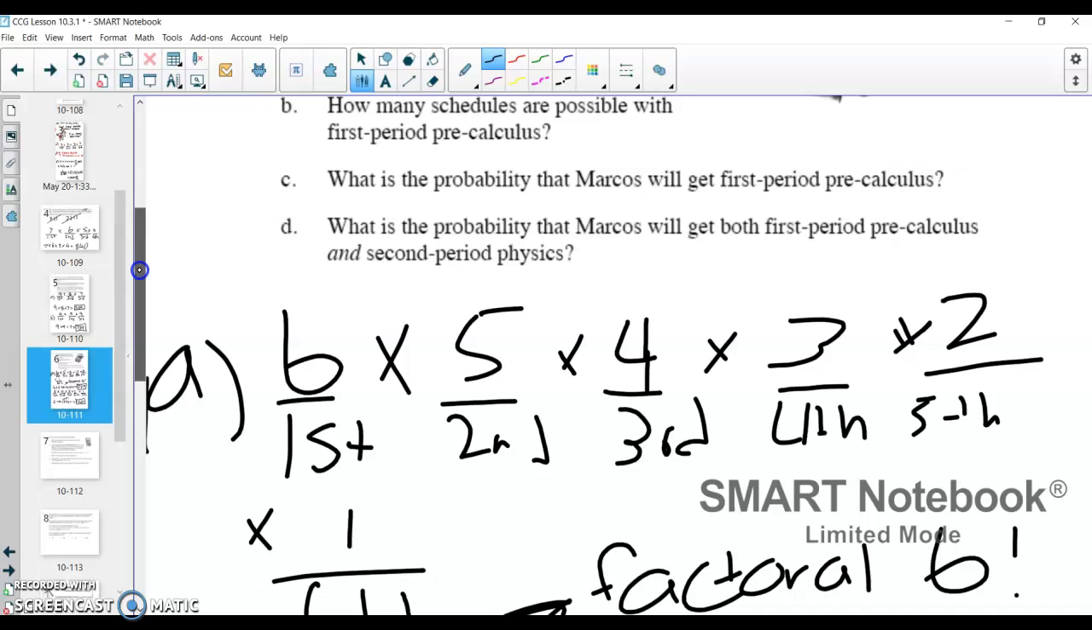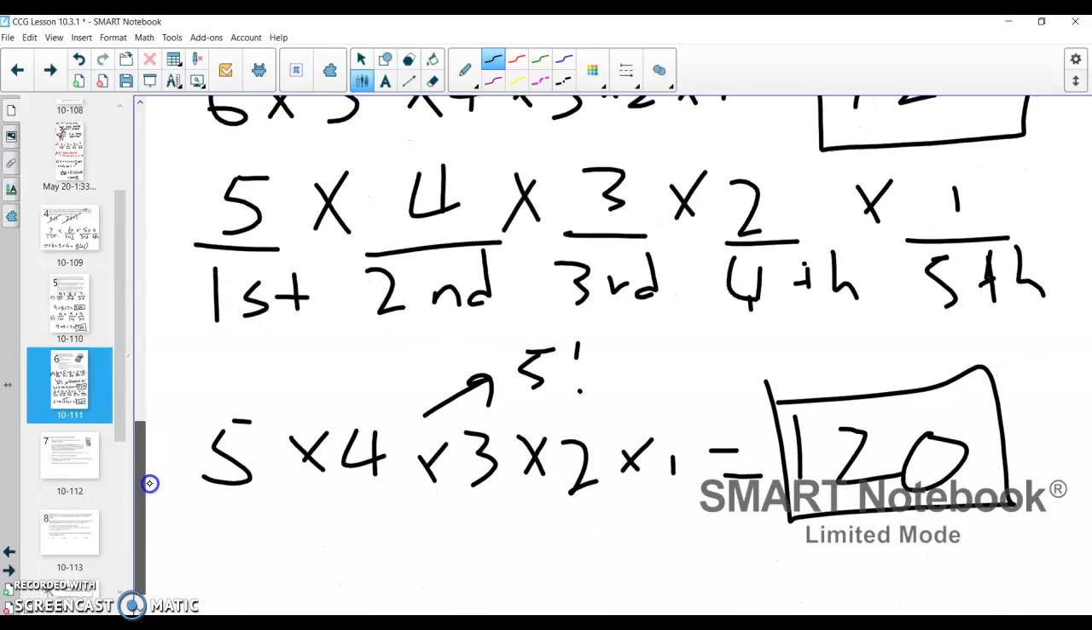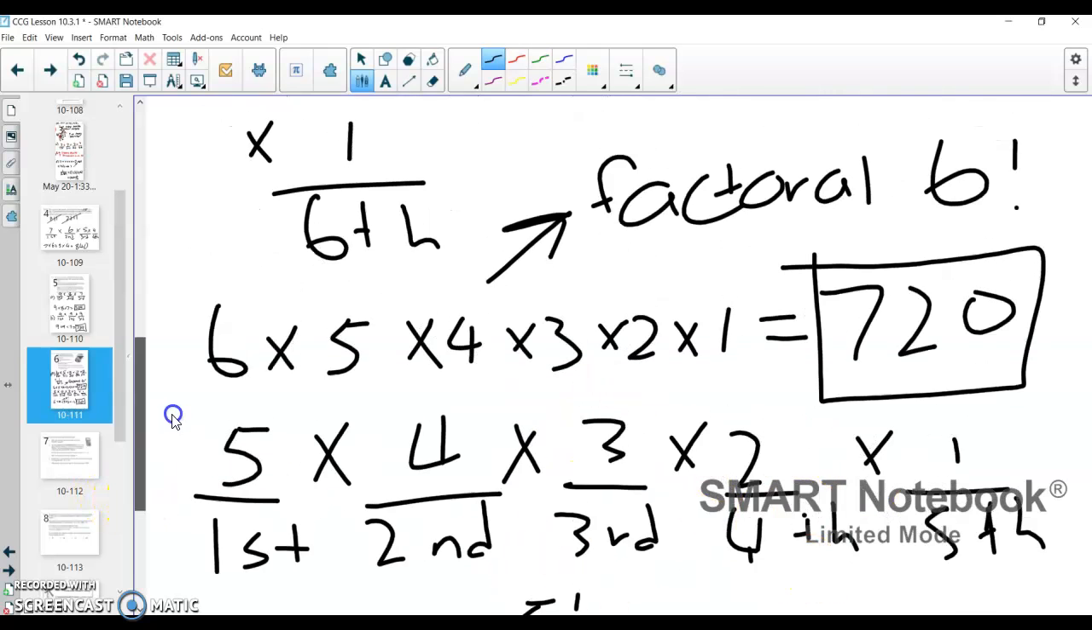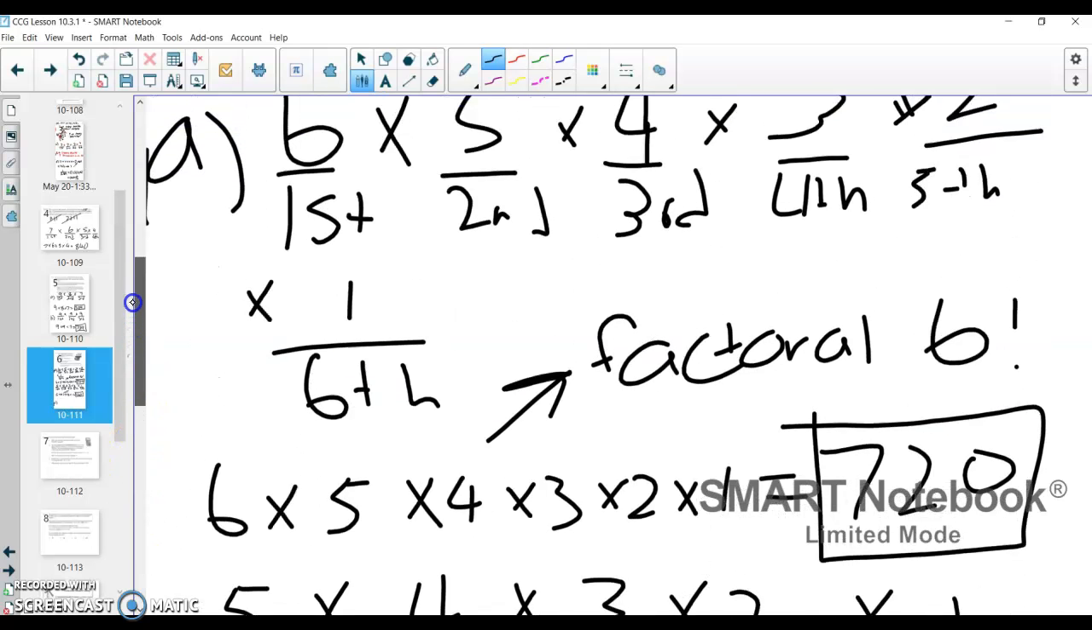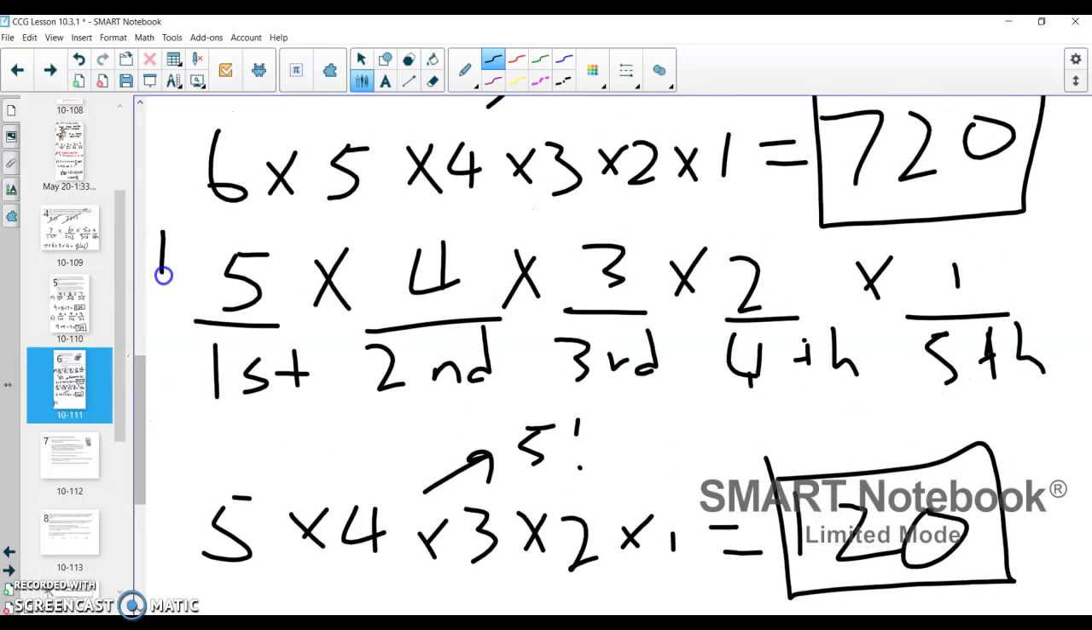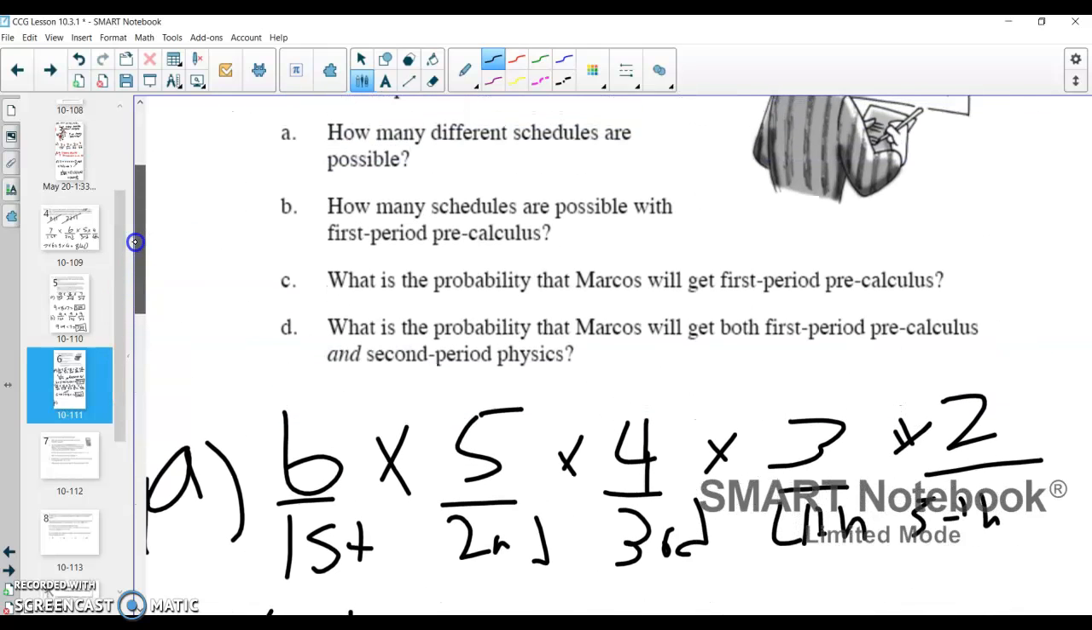Okay, so now it's saying what is the probability that you will get first period pre-calculus? Well, a nice way to do this is we can take all of our possible outcomes where we have pre-calculus first period and we can put them over our total sample space of 720. All right, and it's kind of like what we were doing with probability here. This is part C now, I believe. I haven't really been labeling these very well. That's A, this was B, now we're on C.